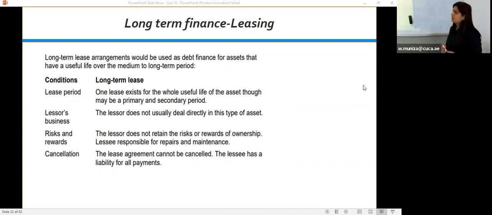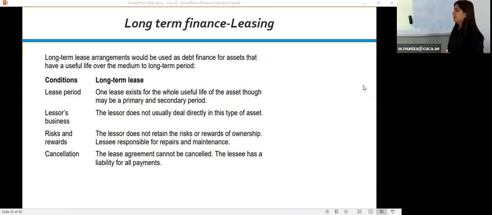In the case of short-term lease, it is the ordinary course of business for the lessor. He has a business of giving leases of different assets. So in the case of long-term finance leasing, we do not consider it. Risk and rewards: the lessor does not retain the risk and rewards of ownership. The lessee is responsible for repairs and maintenance.